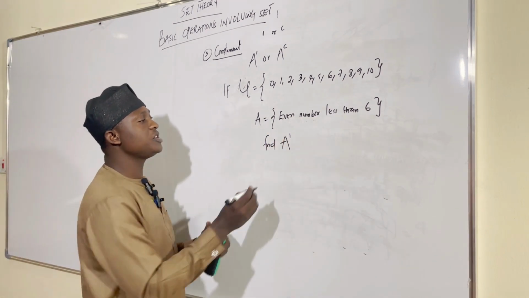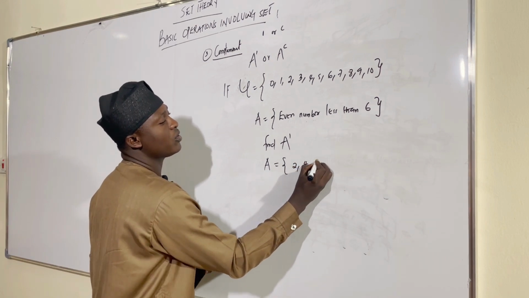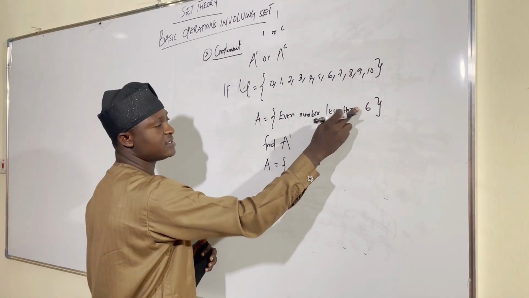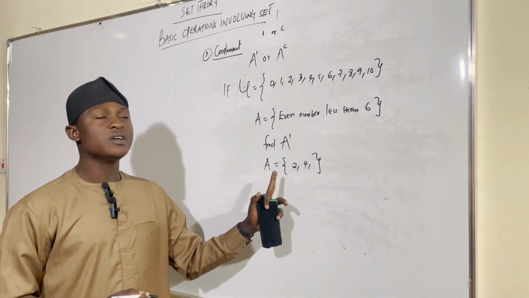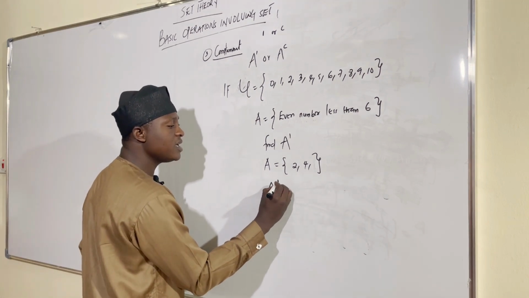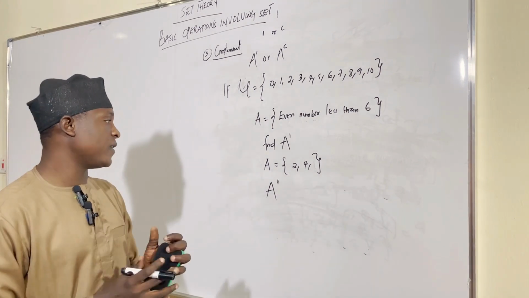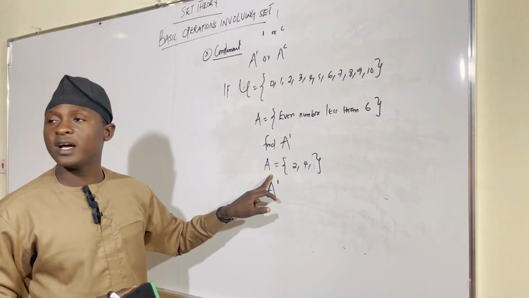So even numbers less than 6 here, we can pick 2, 4, and since it's less than 6, that means 6 will not be included. So the only even numbers that we are going to have here are 2 and 4. Now the question says to find the complement. That means I want to find the elements that we have in the universal set, but not in A.